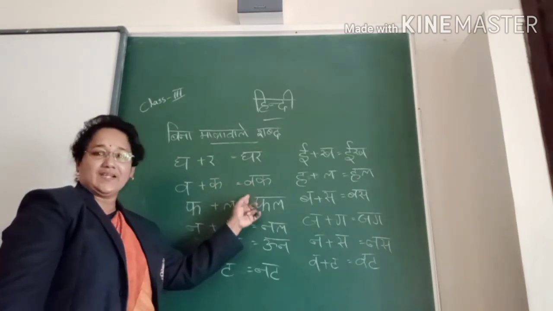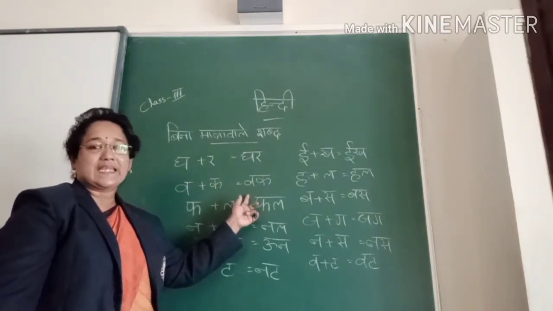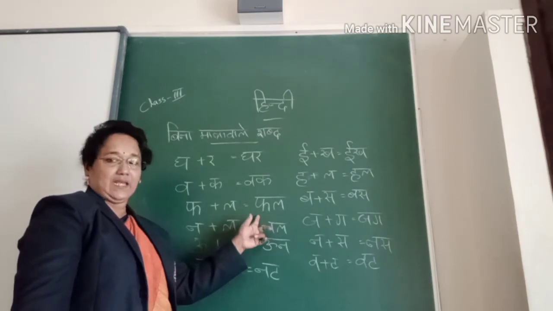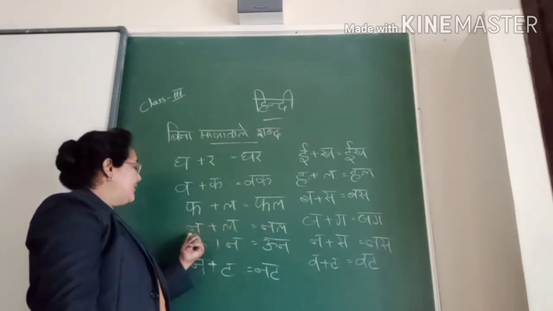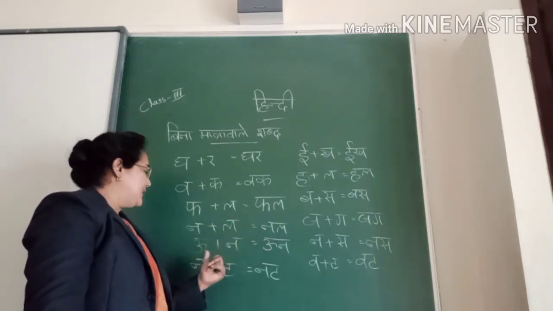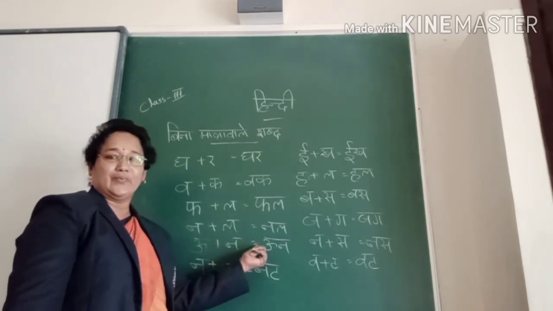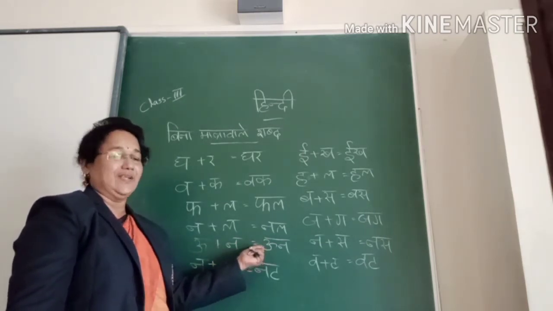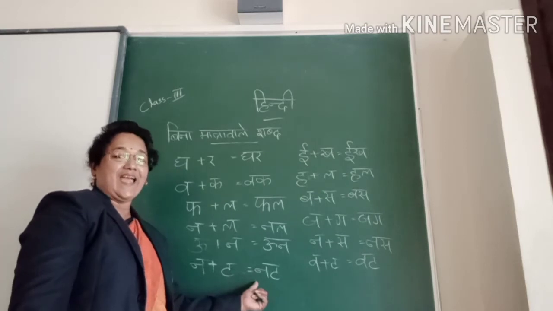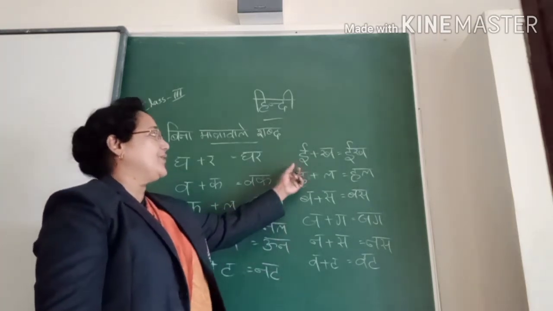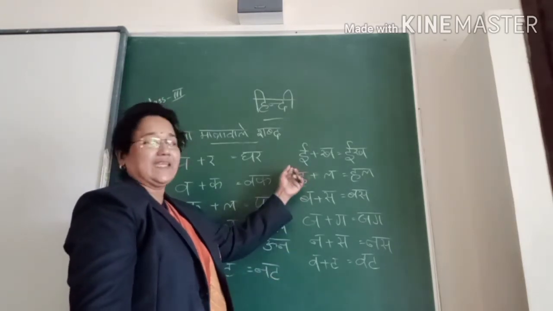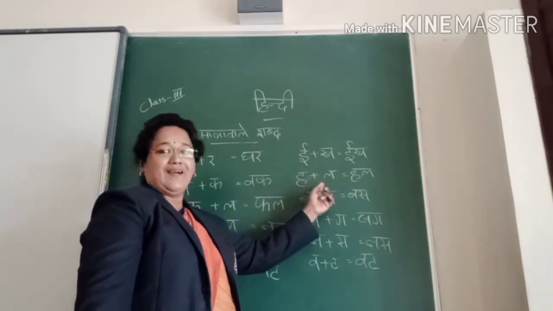Va plus ka, vak. Vak meaning is a bird, crane. Pha plus la, the word is phal, meaning is fruits. Na plus la, nal. Nal meaning is tap. Oo plus na, oon. Oon meaning is woolen thread. Okay, na plus ta, nat. Nut means nut, actor. Okay. Next they go. E plus ka, eek. Eek meaning is sugar cane. Ha plus la, hal.